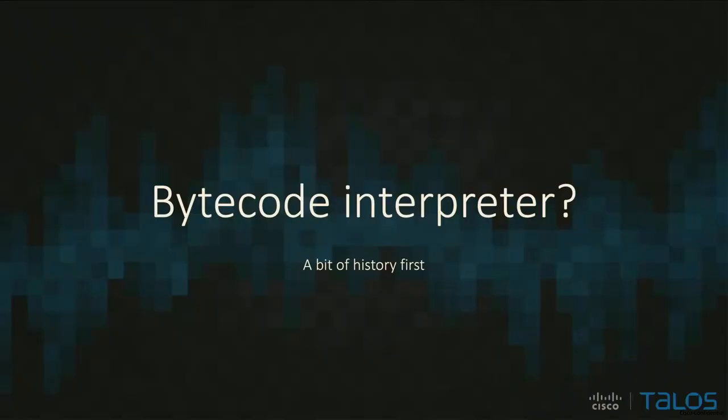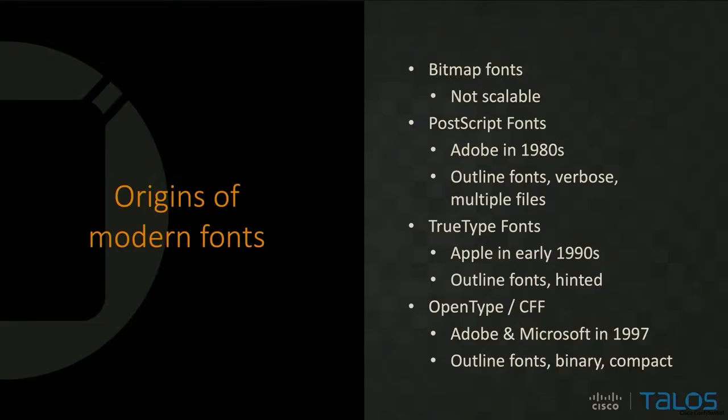Bytecode interpreters might sound weird if you've never worked with fonts before, especially font vulnerabilities. Like, why is there an interpreter in fonts? To understand that, we need a bit of history first. In the beginning, fonts were bitmap fonts. Those don't scale well. They always look blocky. You can imagine not being able to increase the font size or change them into italics or something like that. They're not very easy to use.